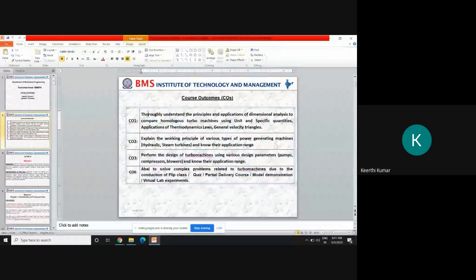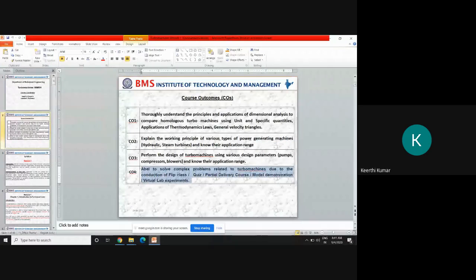Course outcome 1 is to thoroughly understand the principle and application of dimensional analysis to compare homologous turbo machines using unit and specific quantities, application of thermodynamics, and the general velocity triangles. Course outcome 2 is to explain the working principle of various types of power generating machines, that is hydraulic and steam turbines, and know their application range. The third CO is to perform the design of a turbo machine using various design parameters for pump, compressor, and blowers, and know their application range. And the fourth one is an extra activity we are going to do in the class.